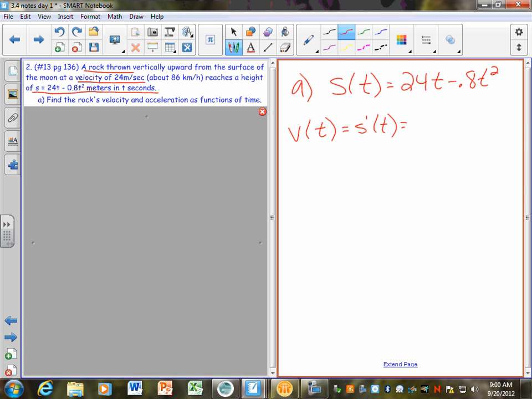And notice this isn't that bad of a problem. We could have even done this with our limit definition, but it's much easier now that we don't have to do the limit definition. What's the derivative of 24t? Minus, I have to pull the 2 down, so 2 times 0.8, 1.6, I think. 1.6, and then subtract 1, so we get t.